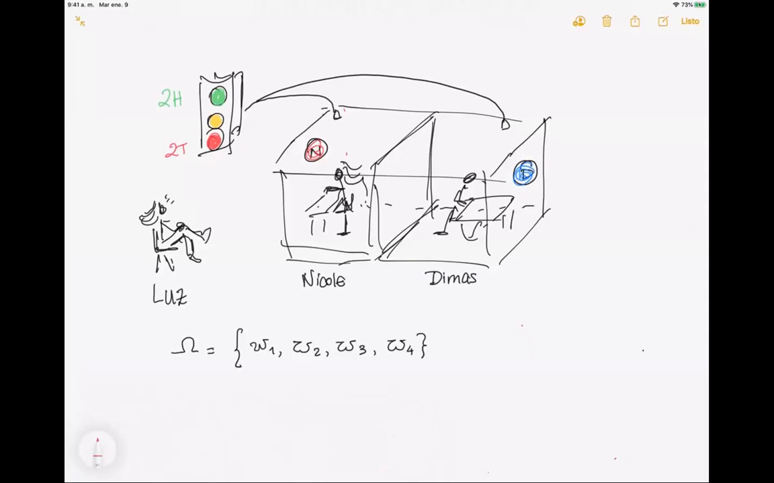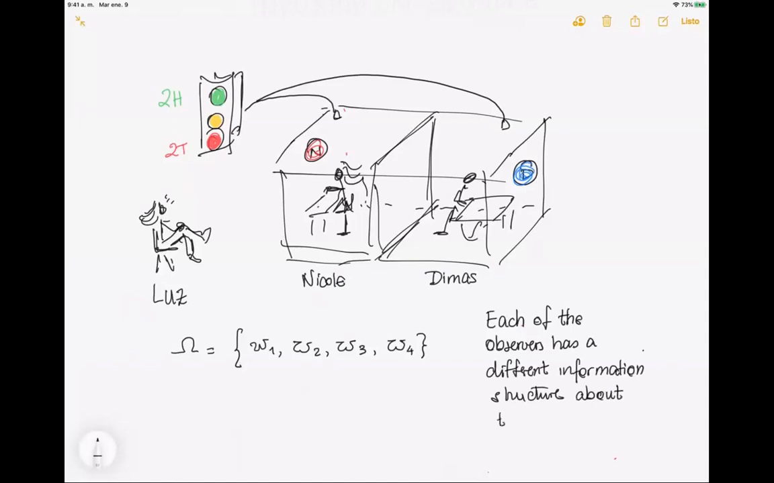Now Liz is sitting comfortably and she cannot see the rooms. Nicole cannot see Dimas or Liz. Dimas cannot see Nicole or Liz, and Liz cannot see Nicole or Dimas. So again, Liz has yet a third perspective, which is different from Nicole and Dimas. Each one of the 3 observers has a different information structure about the experiment, which in computer science we would call the ground truth.